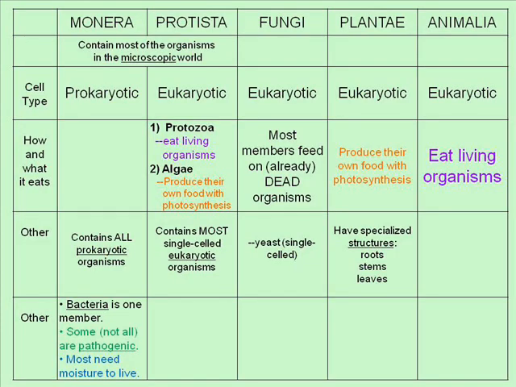Last week we started filling out this particular table that shows us the 5 different kingdoms that biologists use to classify life. Last week we talked about kingdom Monera that contains all the prokaryotic cells. And today we're going to look at kingdom Protista, fungi, plantae, and animalia.